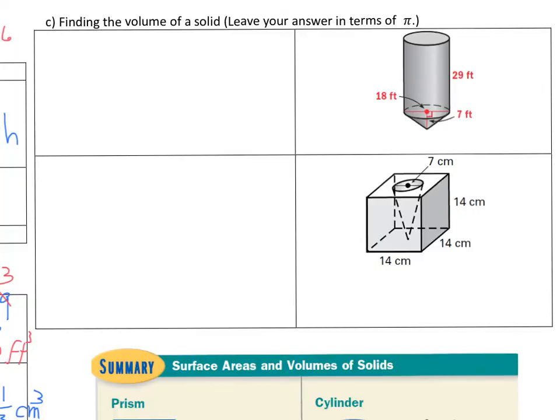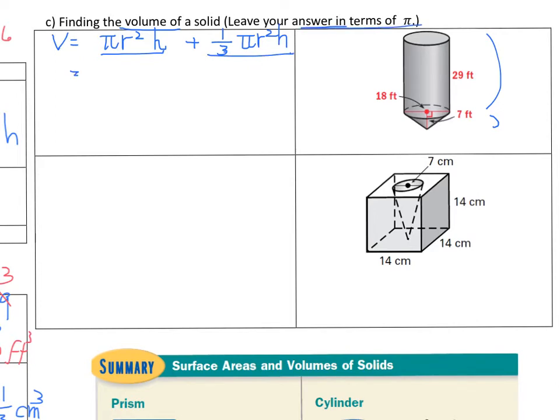Okay, let's take a look at this solid here with a cylinder plus a cone. So we need to use the formula for finding the volume of the cone as well as the formula for finding the volume of a cylinder. So here we can do the setup. Volume equals pi r squared h, so this is for the cylinder, plus 1/3 pi r squared h, so this would be for the cone.